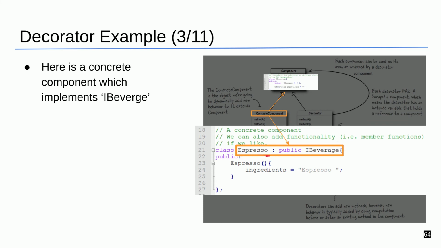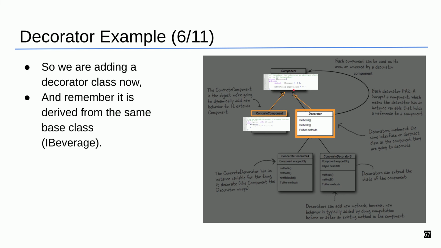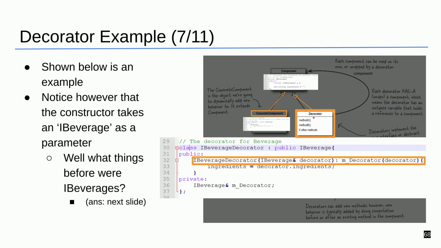So in this case, let me just put in espresso here. And it's going to implement the interface from which it's derived here, beverage. I'll go ahead and just set the ingredients to espresso with a space, sort of a clean way to do it. So it's a little bit boring, but that's fine. Here's an espresso. But now the beverage interface, a decorator, is also derived from the same parent class here. Okay, and again, since it's derived from the base class, beverage, it is also a beverage.